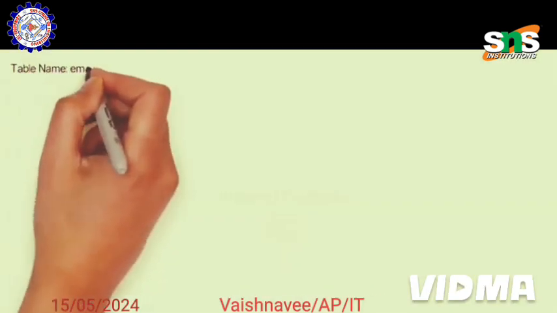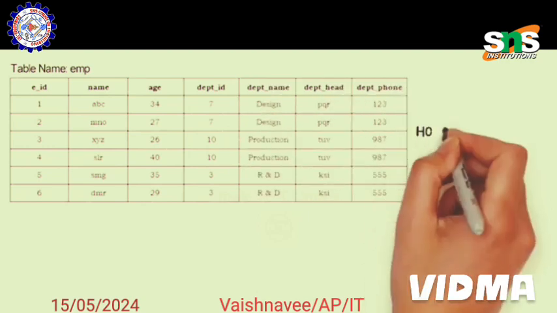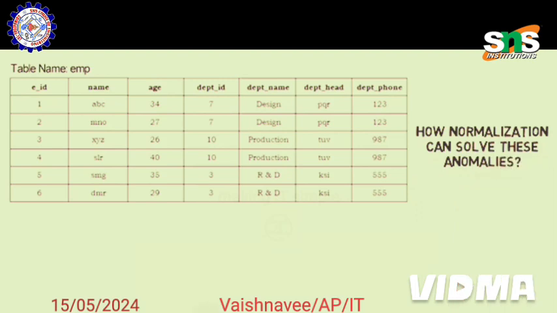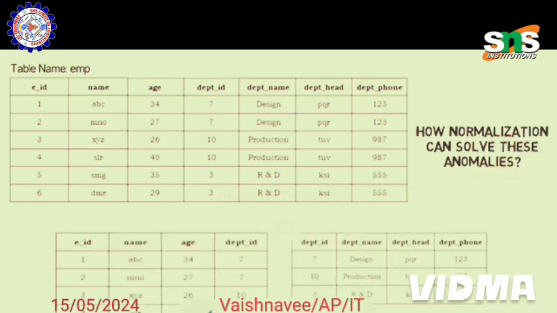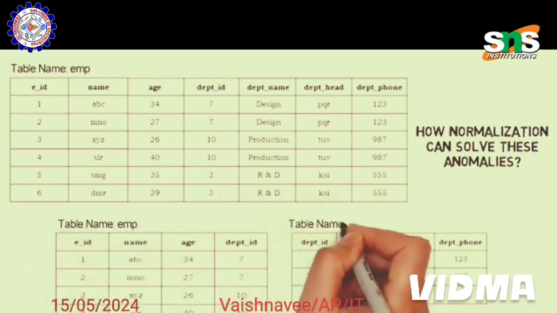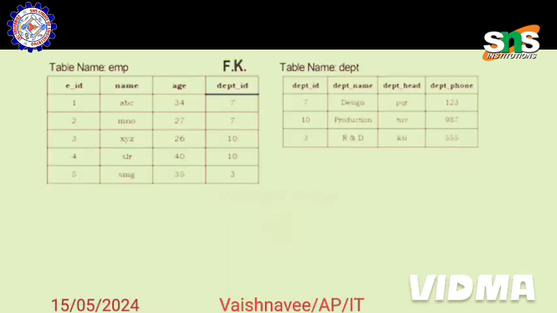So these problems or anomalies arise due to redundant data. Let us see how normalization can be used in this table. The solution to this problem is that we can simply divide this one table into 2 different tables, one separate table of employee and another separate table of department. We will add department ID as a foreign key in the employee table. Now let us check if we face the anomalies. First was the insertion anomaly.